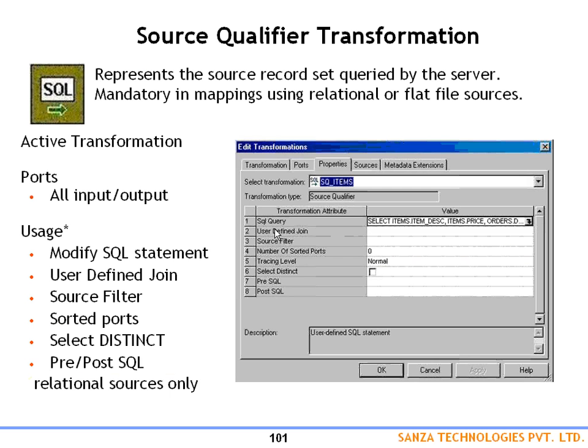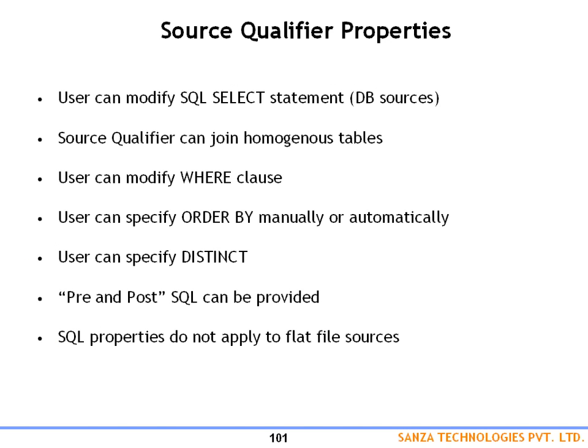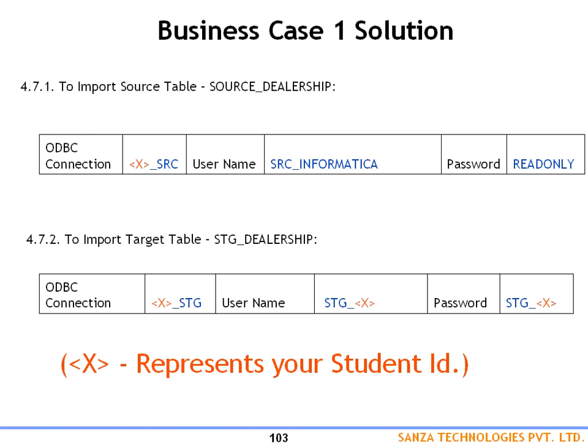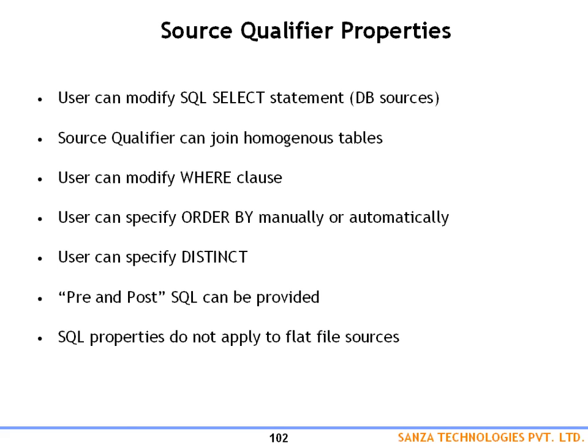It is mandatory in a mapping, this source qualifier transformation. The purpose of source qualifier transformation is to query the data from the database if it is a table. So to get the data from a database, you need to write a select statement. Informatica allows you to write the select statement in the properties, or you can modify that select statement. You can do homogeneous joins, where clause, distinct, order by, but these SQL properties are not applied for your flat file sources. Source qualifier properties do not apply to flat file sources.